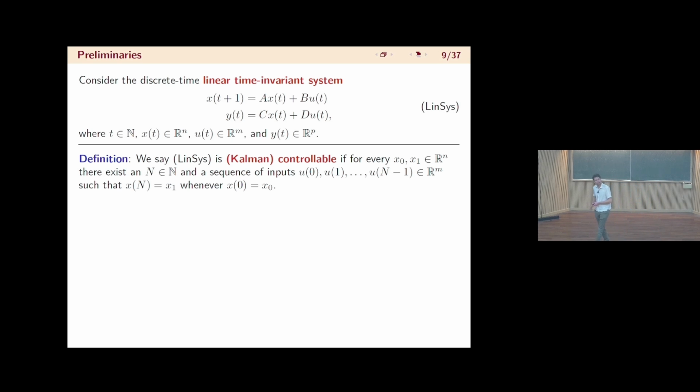How many of you are familiar with the notion of controllability for these kind of state space systems? Great. Yeah, the majority, I would say. Yeah, okay, that's very good.